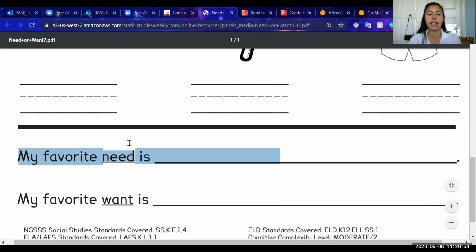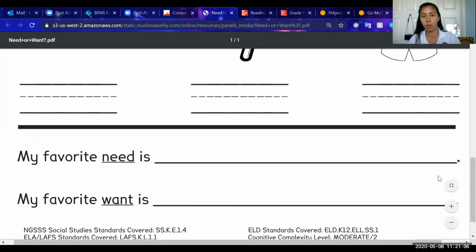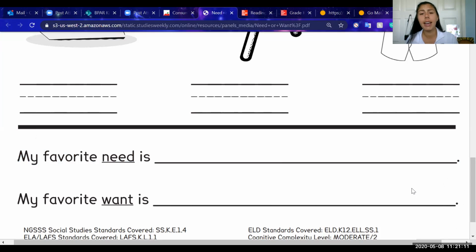My favorite need is. Remember that sentences always start with a capital letter, just like it does right there. And sentences end with a period or an ending mark called a period. And a period just shows that your thought is complete. I'm going to share with you what my favorite need is.